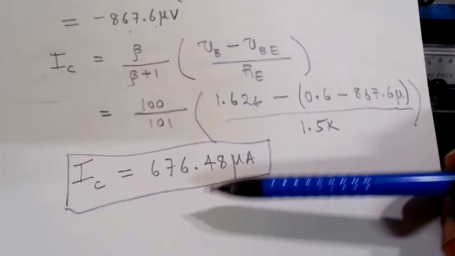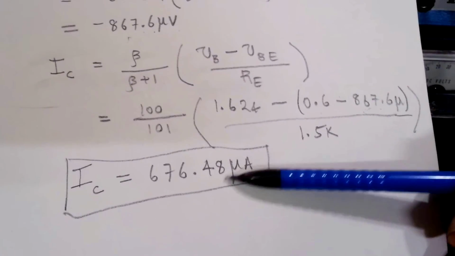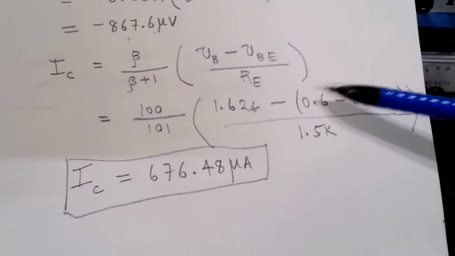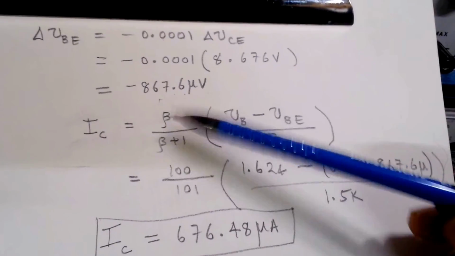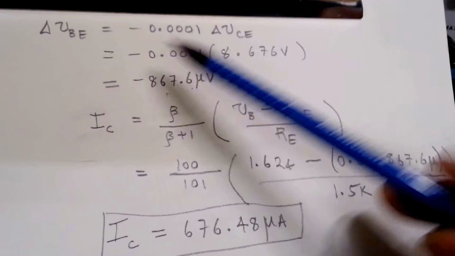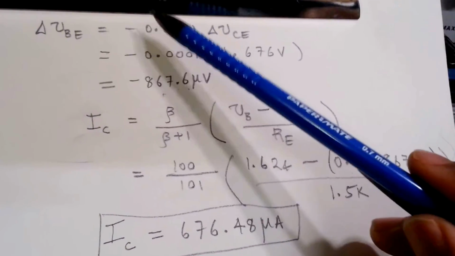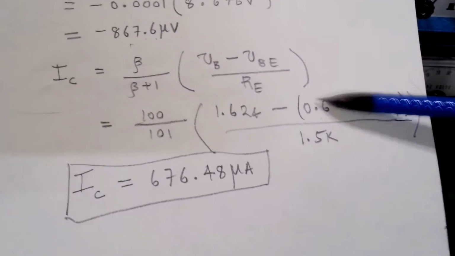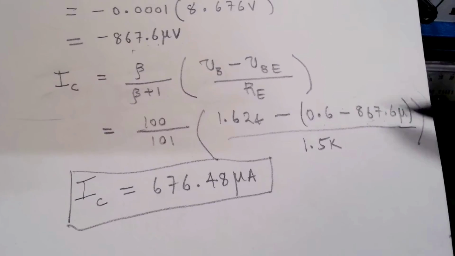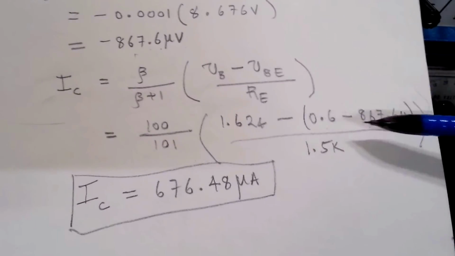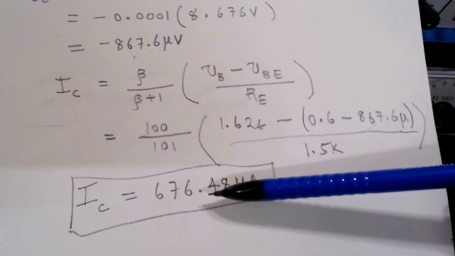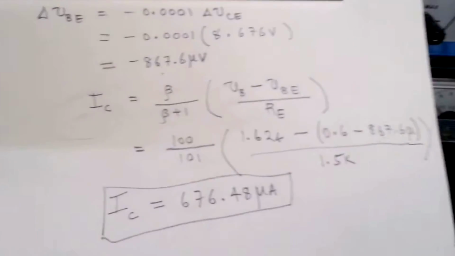Okay, so the answer is 676.48 microamp. And note that there should be a bracket here, because the relationship is as the compliance voltage increases, there's a decrease in VBE because of this minus sign. So remember to include a bracket sign here to account for the change in the compliance voltage that has an effect on VBE. So you do that calculation, you get 676.48 microamp.